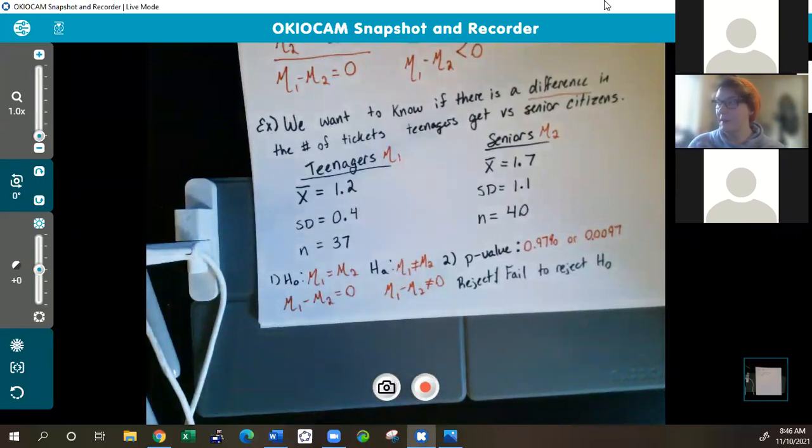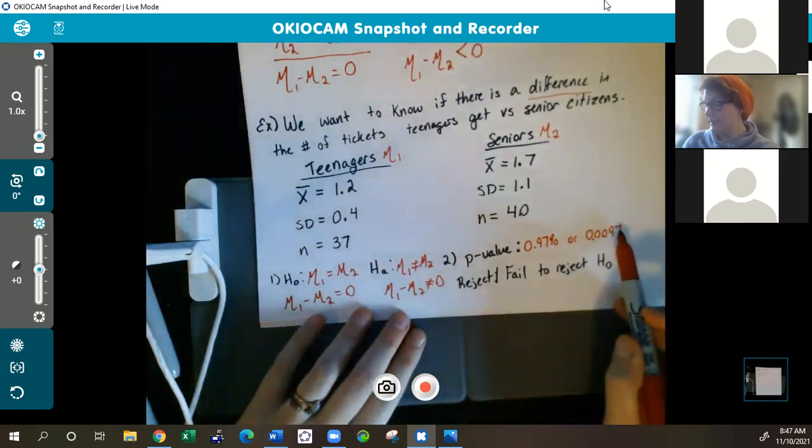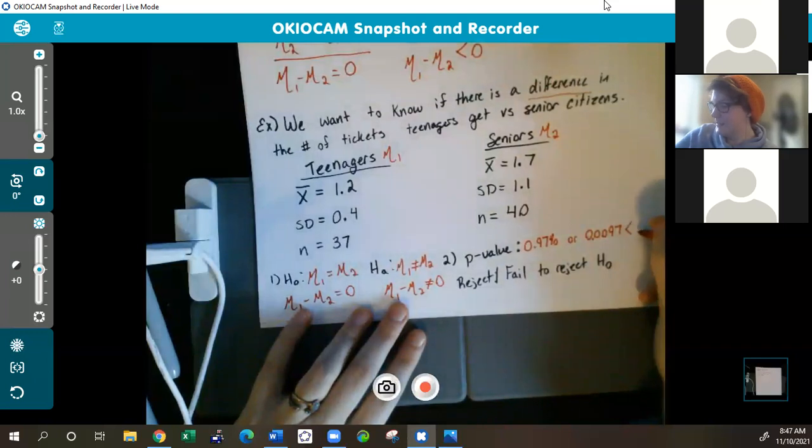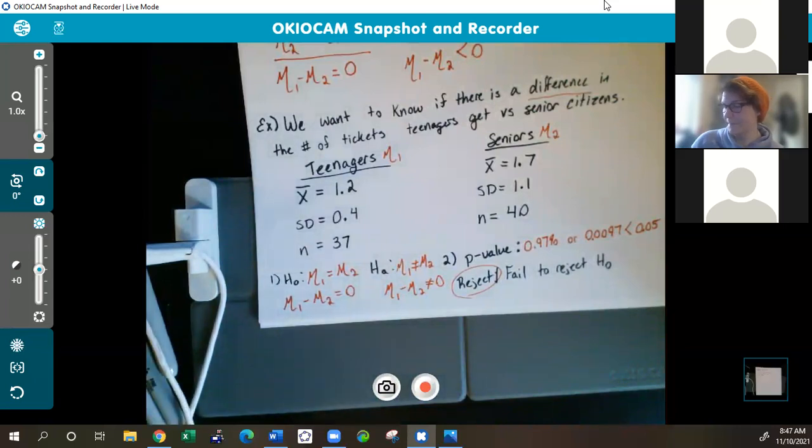Or 0.0097. All right, so now that we have our p-value, we are ready to reject or fail to reject H0. Remember that cute little rhyme: if P is low, reject H0. So since our p-value of 0.0097 is less than our significance level of 0.05, that means that we would reject H-naught. So since we're rejecting H-naught, that means that we have found evidence of what?